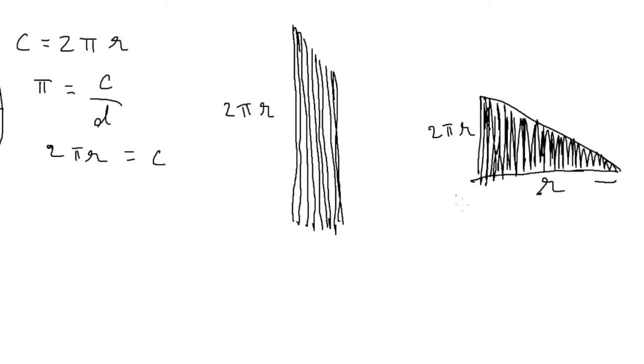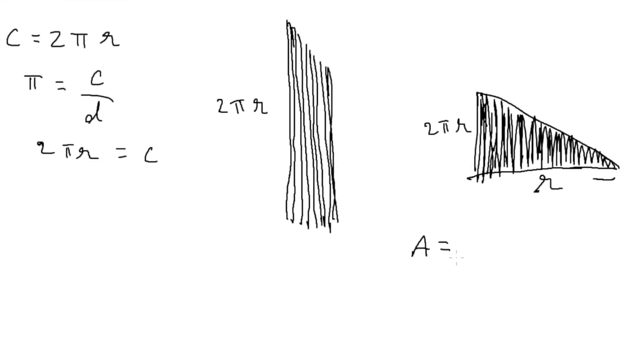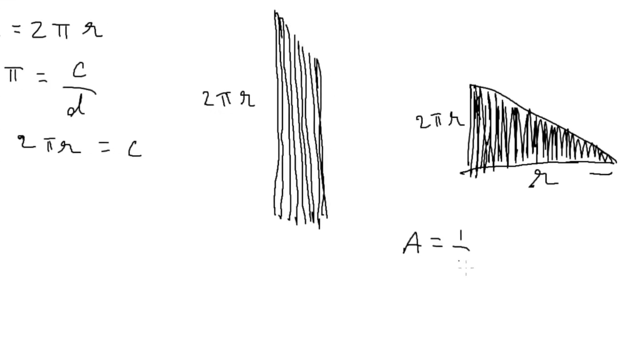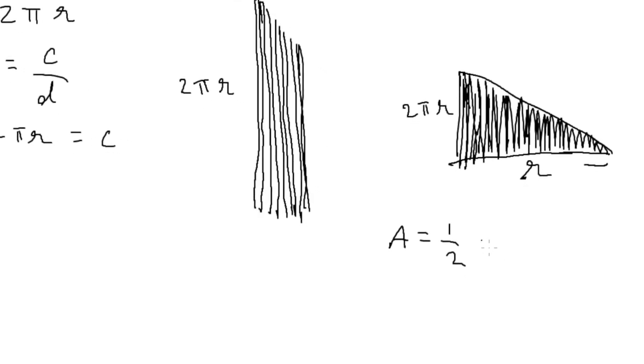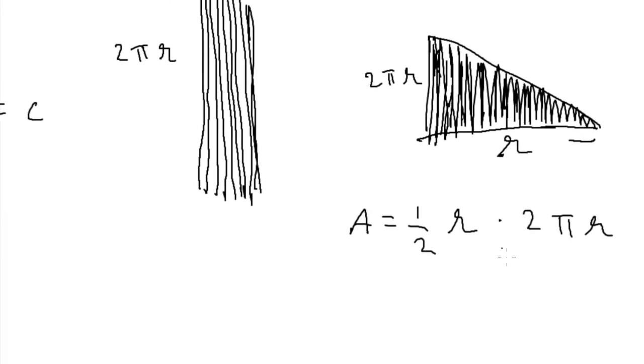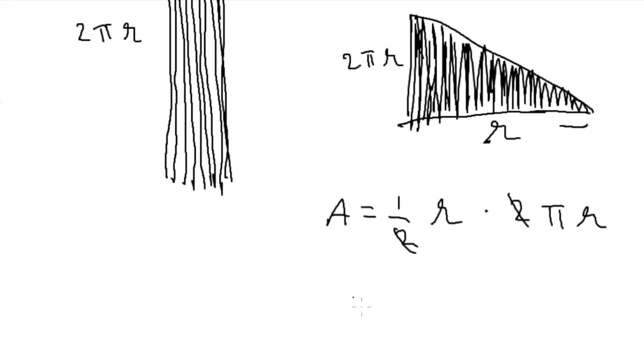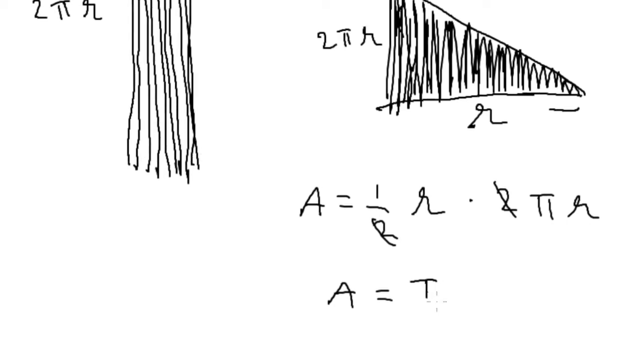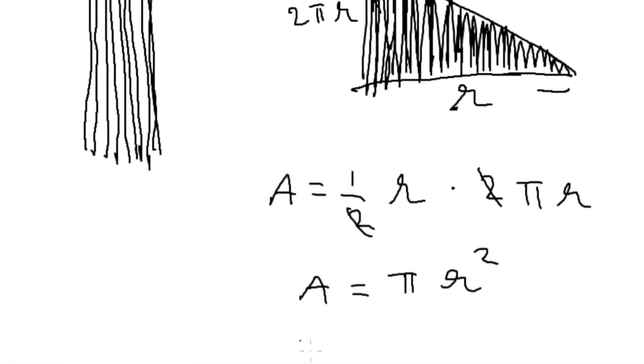Now, what's the area of a triangle? Remember, this triangle has the exact same area as the circle. All we've done is taken the infinitely many rings that make up a circle and made them into straight lines and placed them one after another. So, the area of this triangle is half base times height. So, half base r times height 2 pi r. Now, the 2s cancel and you get an area of pi r squared.